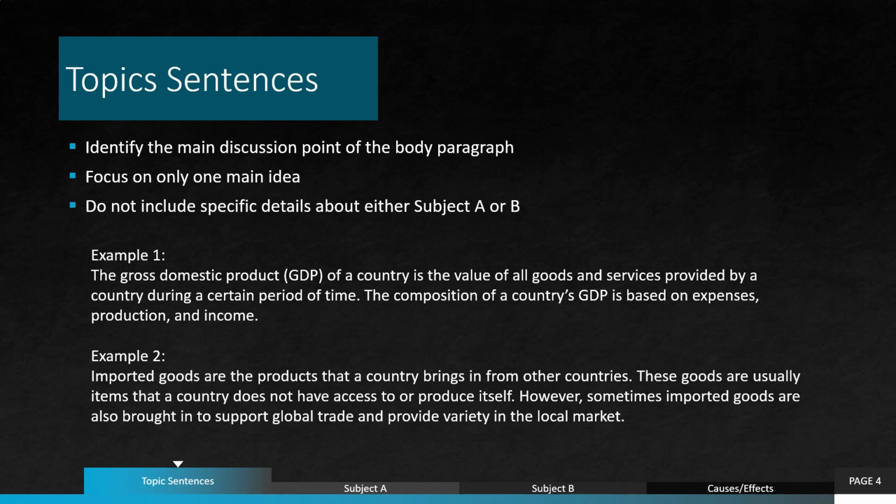Both of these sentences are very generalized. They identify the main discussion point for that paragraph. So in example 1, the main discussion point is gross domestic product and composition. And in example 2, the main discussion point is imported goods.